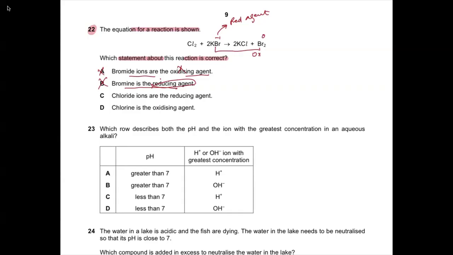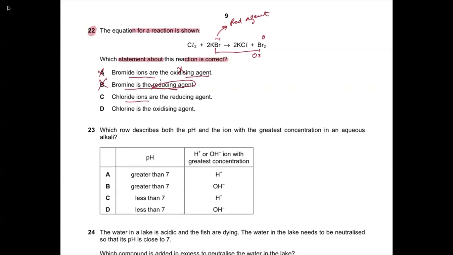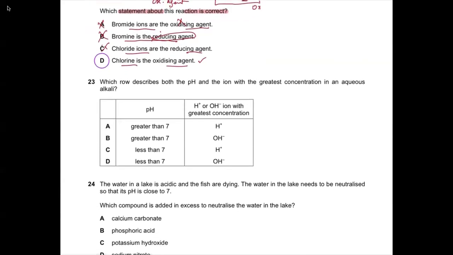So bromine is the reducing agent that we found. Chloride ions are the reducing agent. So chloride is again the product. Chlorine is the oxidizing agent. If you see Cl is going from 0 to -1, it means it is undergoing reduction as its oxidation number has decreased. So yes, it's an oxidizing agent. So D is the correct option. MCQ number 22, we are done.